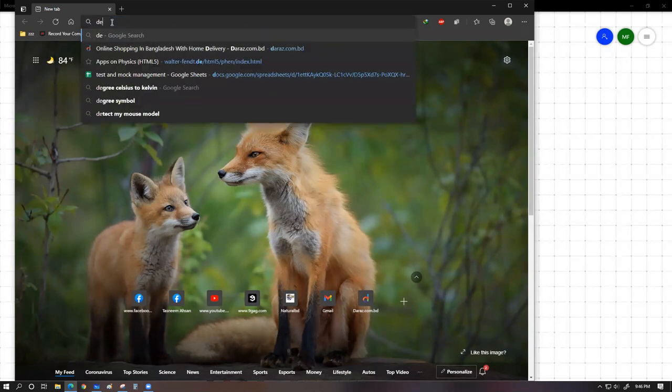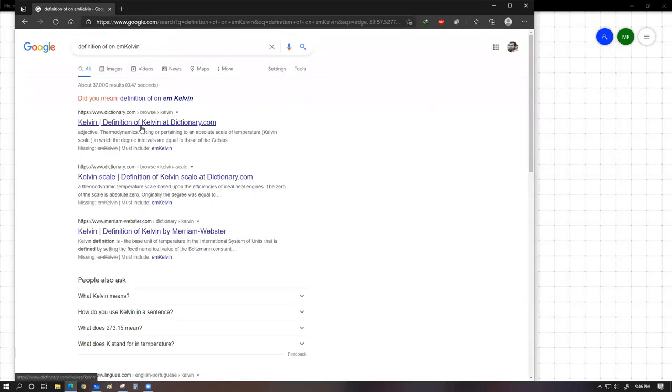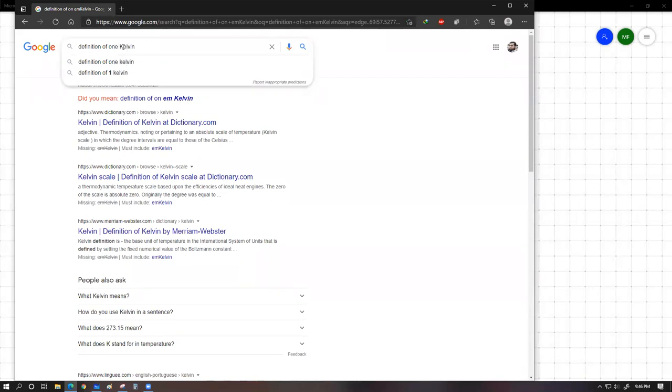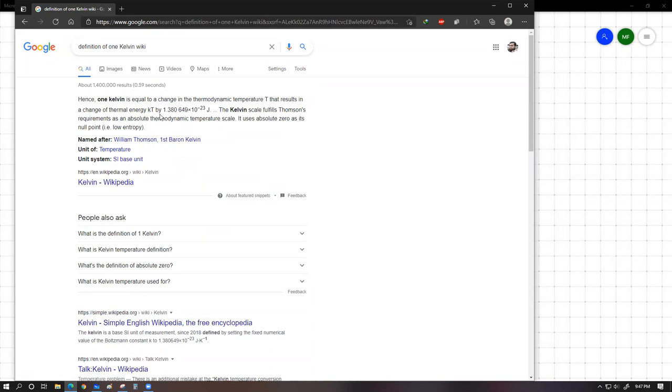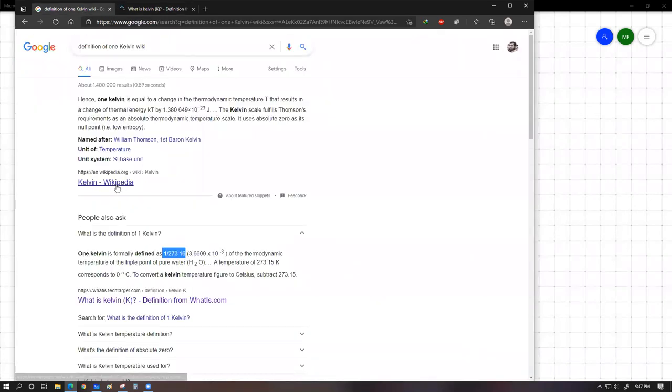Let me just show you the definition of 1 Kelvin. Where is the definition of 1 Kelvin? Wiki. Oh, never mind. They have recently changed this definition as well. Oh, no, I messed it up as well. Yep, I messed it up. Did I mess it up? Why is Wikipedia taking me somewhere else?